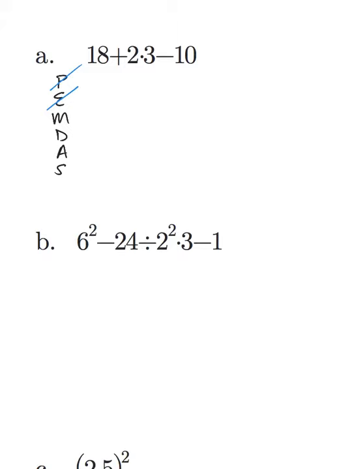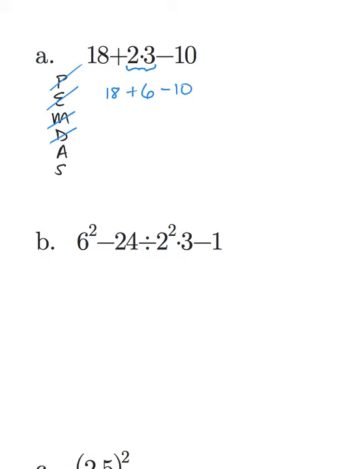Remember, we do want to think of that as basically one operation from left to right. So multiplication, we do have a multiplication here. We have 2 times 3. So I want to multiply those two numbers together, and I'm going to bring down everything else in the problem. So now what we have is 18 plus 6 minus 10. That takes care of multiplication and division.